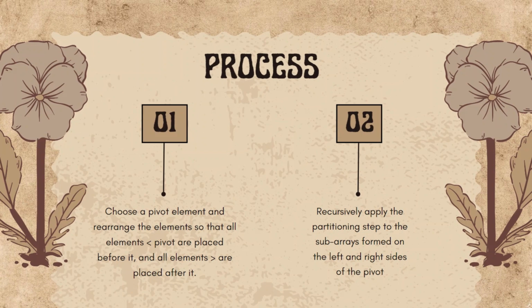This approach involves two steps, namely partitioning and recursion. Partitioning involves choosing a pivot element and then rearranging the elements so that all elements that are less than the pivot are placed before it, and all elements that are greater than it are placed after it. The second step involves recursion. Recursion involves applying the partitioning step recursively to the subarrays formed on either side of the pivot. This means repeating the partitioning process on each subarray until the entire array is sorted.